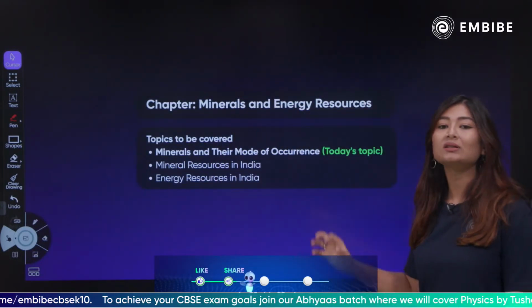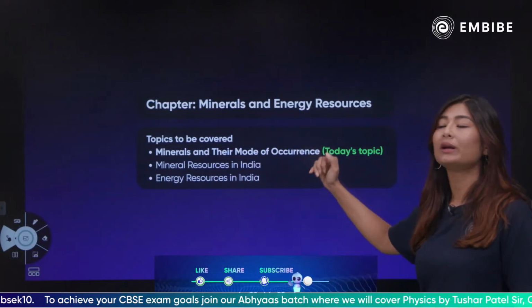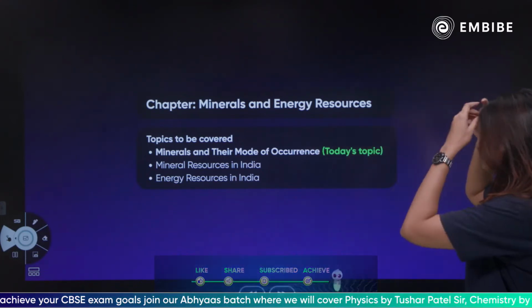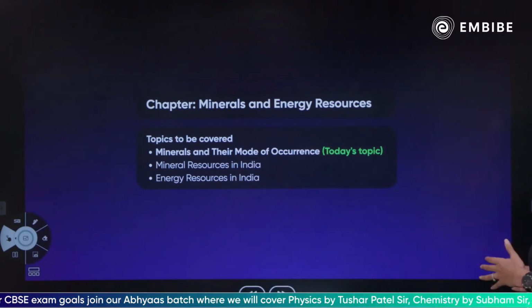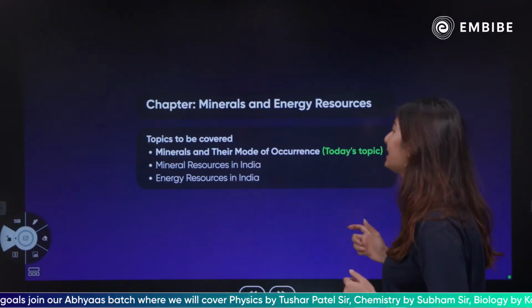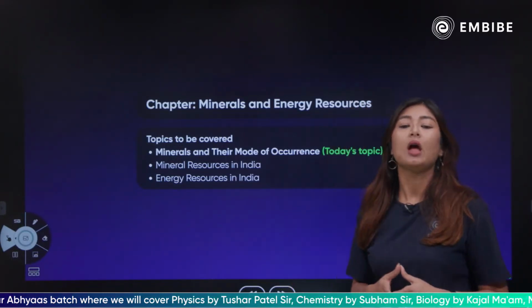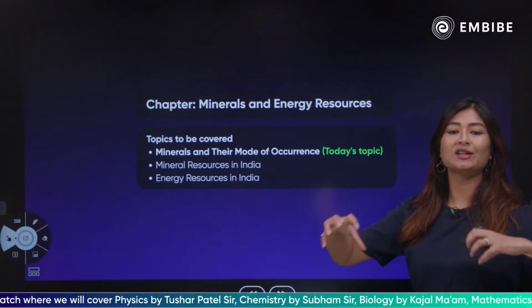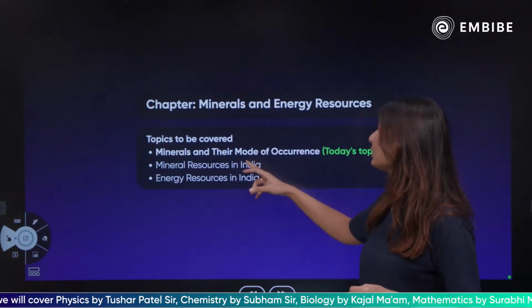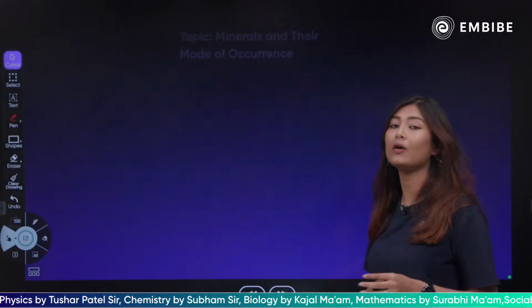Talking about the chapter, this entire chapter is divided in the following topics majorly. First one is minerals and their mode of occurrence. Second is mineral resources in India and third is energy resources in India. ये major division है हमारे chapter का. Today we are going to talk about the minerals and their mode of occurrence.